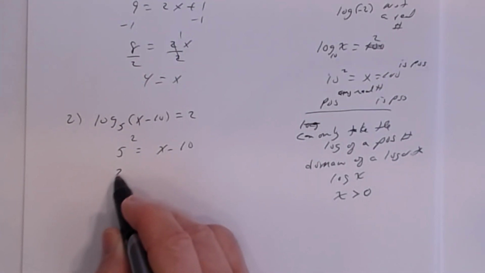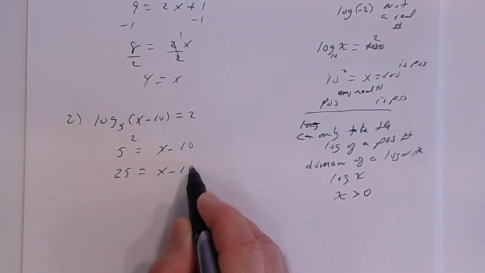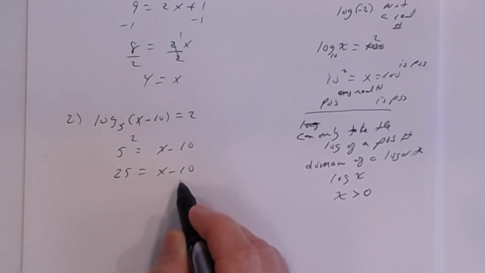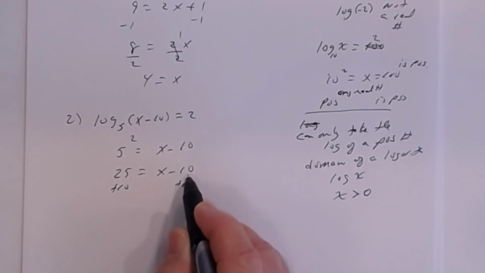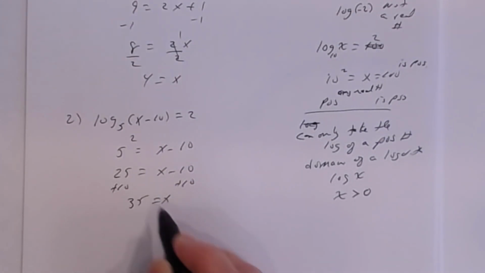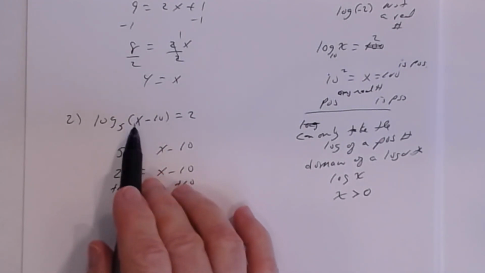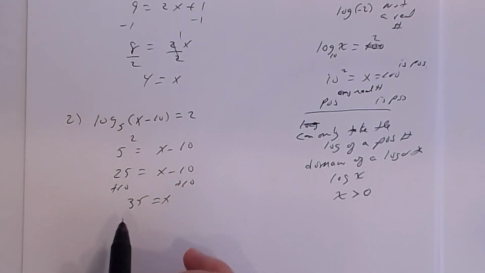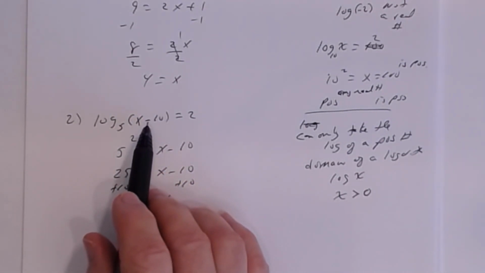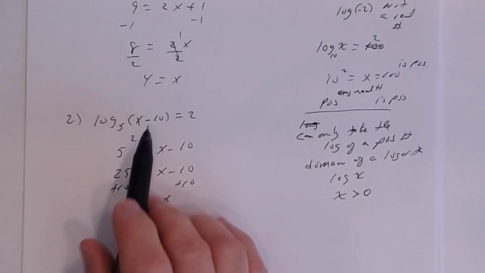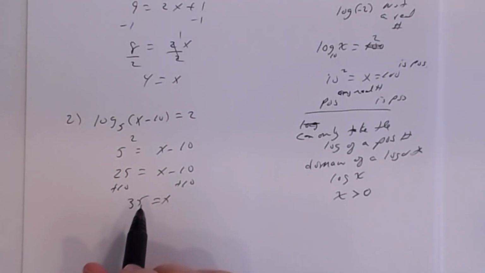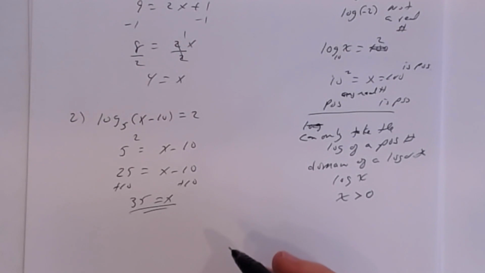So I get 5 squared is 25, equal x minus 10. Solving for x, I'm going to add 10 to both sides. I get x equals 35. Now you've got to check real quick. Just check the argument. Is the argument negative? x is 35, so 35 minus 10 is not a negative number. 35 minus 10 is positive, and so therefore that's going to work.